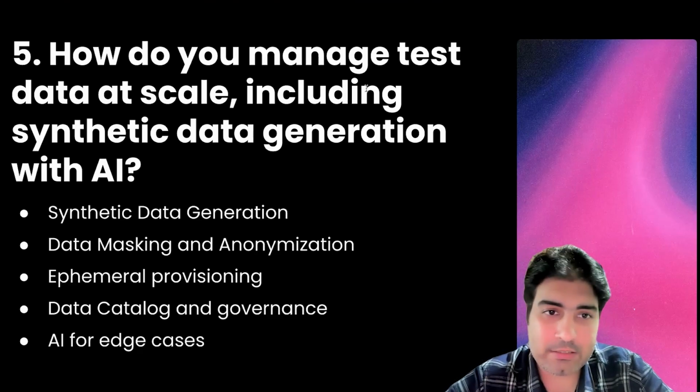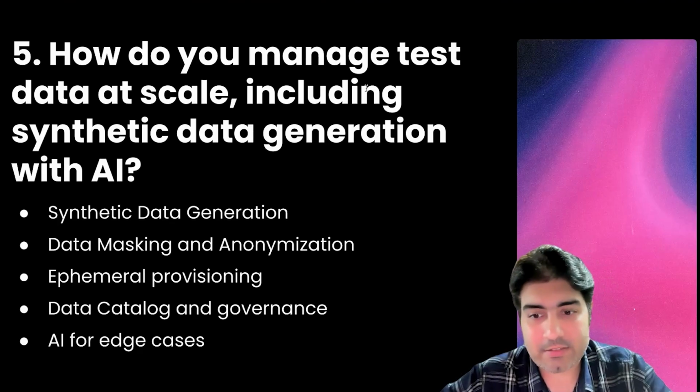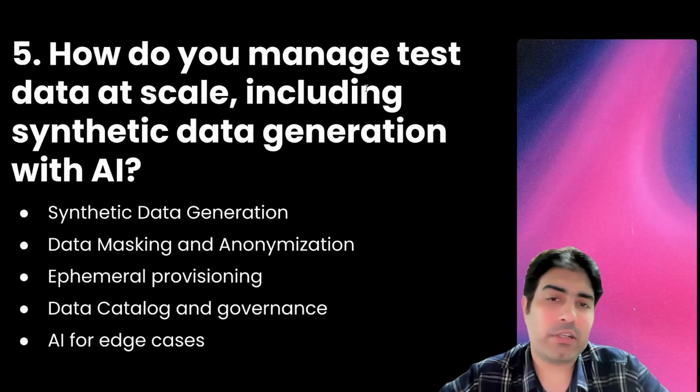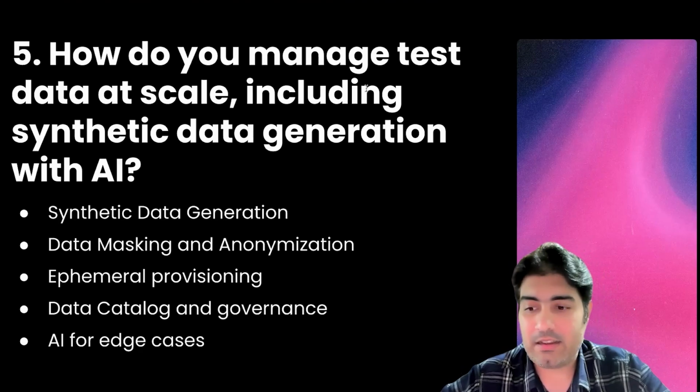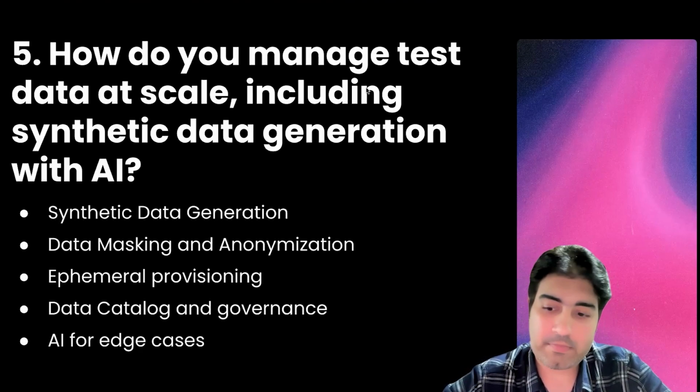AI for edge cases. Use LLMs to generate corner case datasets. For example, names with emoji, right-to-left text, unusual Unicode character strings. This finds parsing and serialization bugs early.